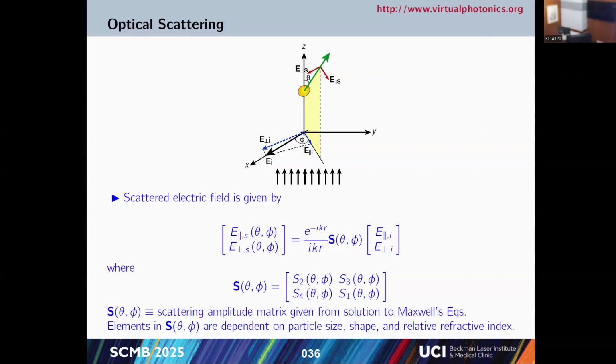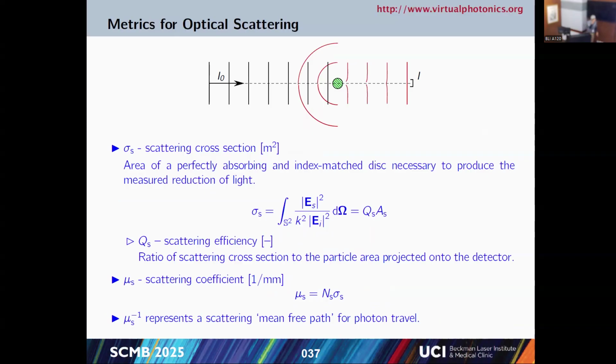And actually, my colleague, Jonica, has put together a beautiful tool with a beautiful GUI, and you're going to be able to visualize these things for particles of different sizes and using different wavelengths of light. But essentially, the elements of the scattering amplitude matrix are dependent on particle size, shape, and relative refractive index. Okay, so that's fine. We're not going to go into the weeds there.